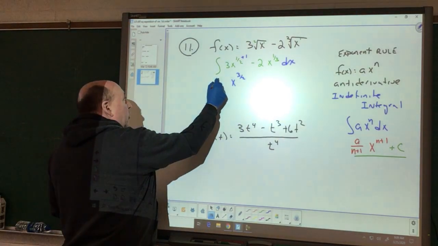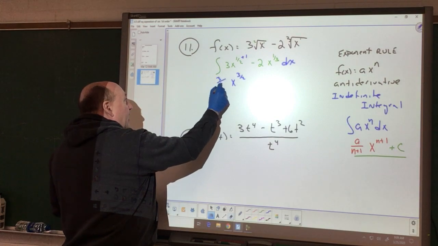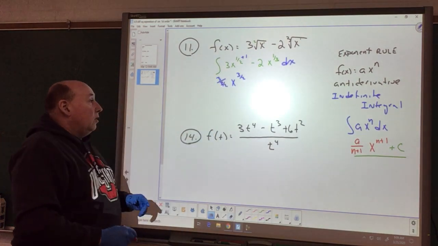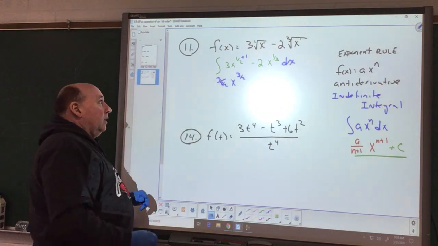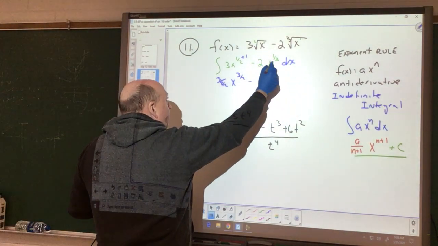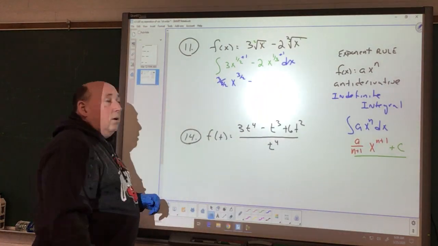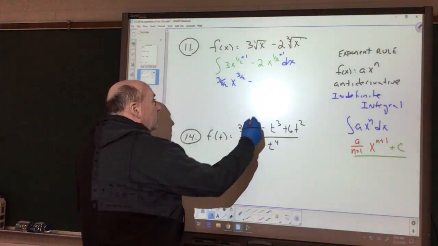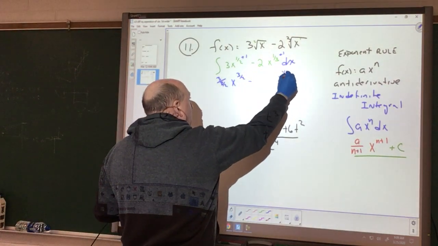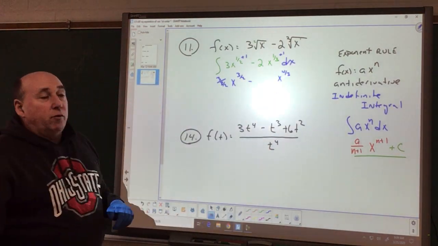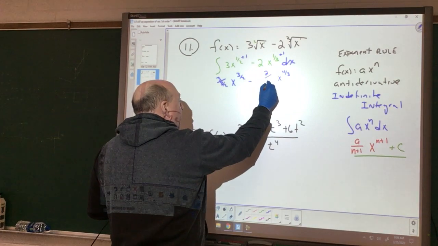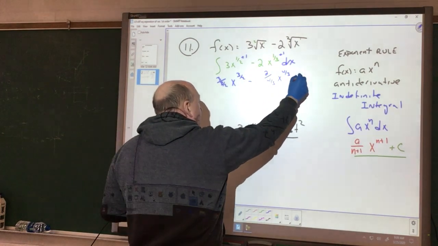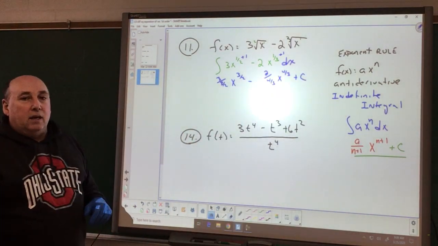And then we're going to take our 3 and divide it by 3/2. So we have 3 divided by 3/2. And the same thing here. I'm going to add 1 here. So that's going to give me x to the 4/3. X to the 4/3. And then we have 2 divided by 4/3. And then don't forget your plus c at the end.